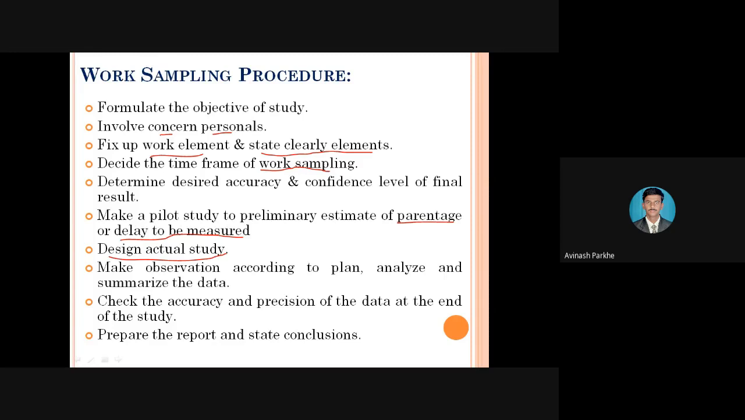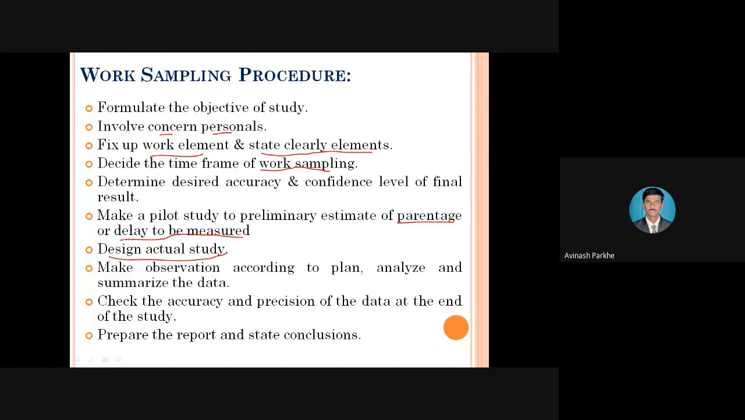And we have to design the actual study. That means some modifications take place in this work sampling study. Then make the observations according to the plan, analyze and summarize the data. Once the modifications and redesigning are done, once again we go for the observations according to the plan. Whatever plan we have decided, we analyze and summarize the data. From the number of observations, you will get some data, and we have to analyze and summarize that data for your further study.